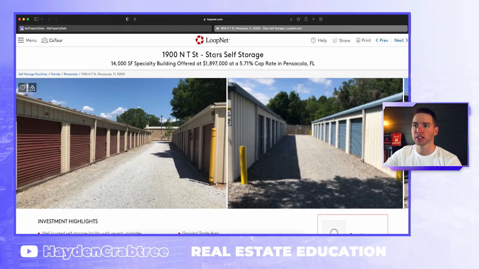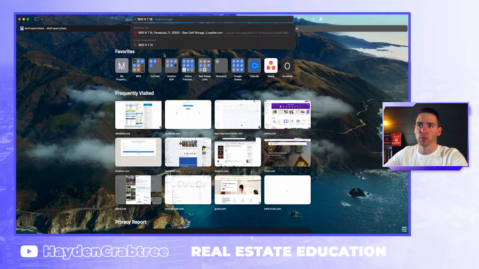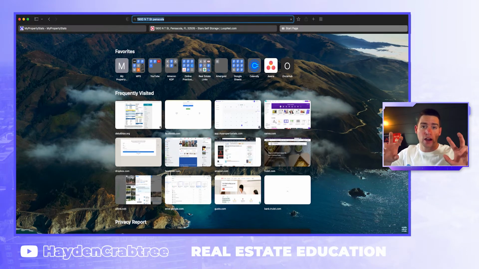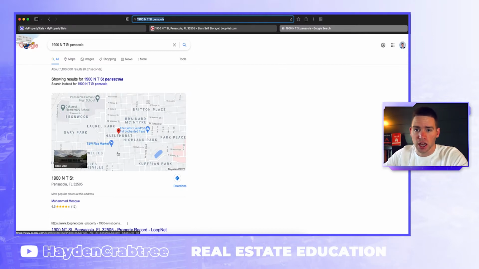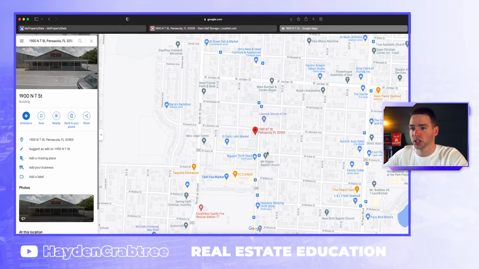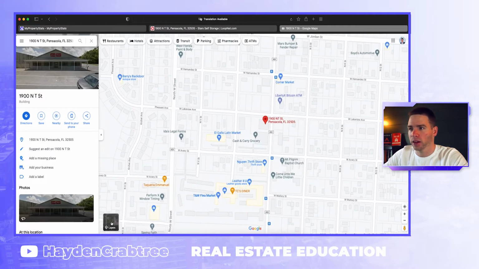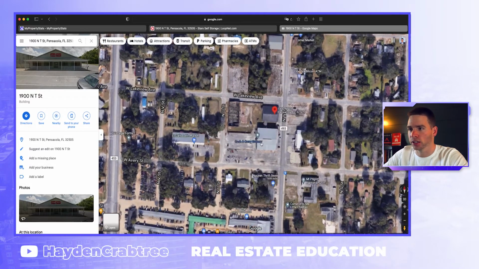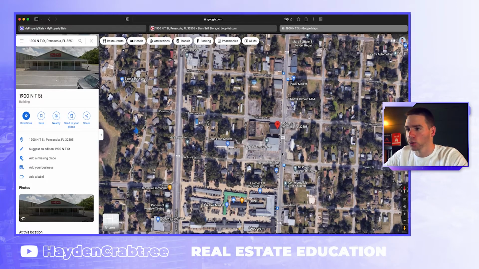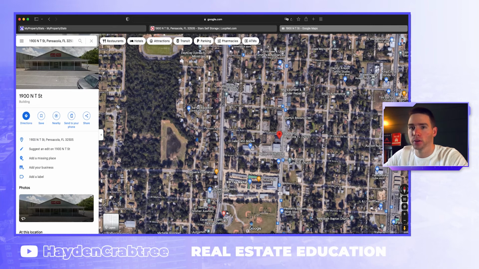So let's just look at this thing on the actual maps. One of the things that I love to do whenever I'm looking at properties is just get on Google Maps and kind of drive around the neighborhood, so to say. And let's take a look at what this actually looks like. So we're going to drop in here and let's find it. It doesn't look like it took us to the right storage spot. So we're going to look around Pensacola, Florida.